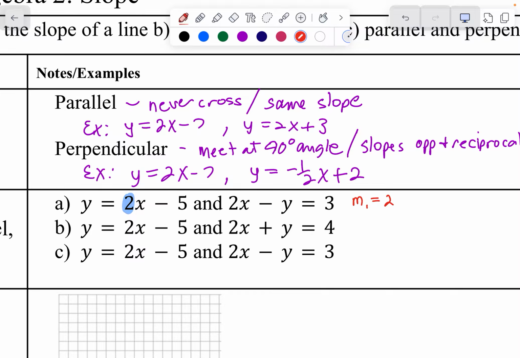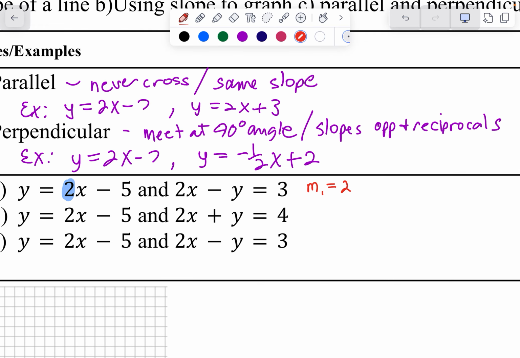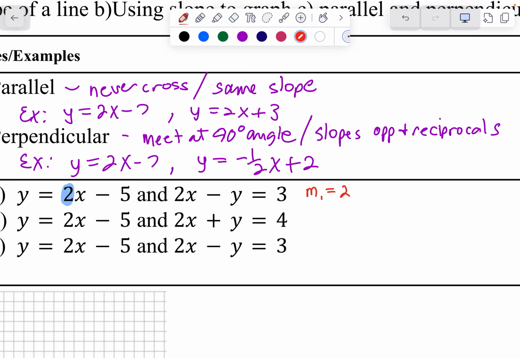Now the second slope is a little harder to determine just because of the way that it is written. So let's do a little rewrite on that second equation. So let's take the 2x, let's subtract it and put it to the other side. So it would be negative y equals negative 2x plus 3. And then I don't want a negative y for it to be in slope-intercept form, that y equals mx plus b. So if I divide off the negative, I get y equals 2x plus, or minus 3.